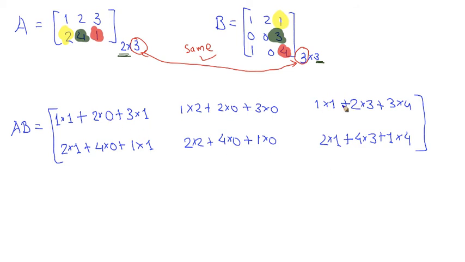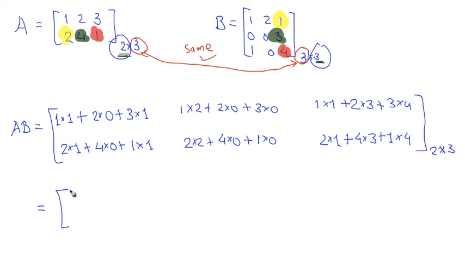Okay, so how many rows are there? 1 and 2. So 2 rows. And how many columns? 3 columns. So the resultant will be 2 rows, 3 columns. So we have got 2 rows, 3 columns. So now we just simplify this. We add this and get the final matrix.